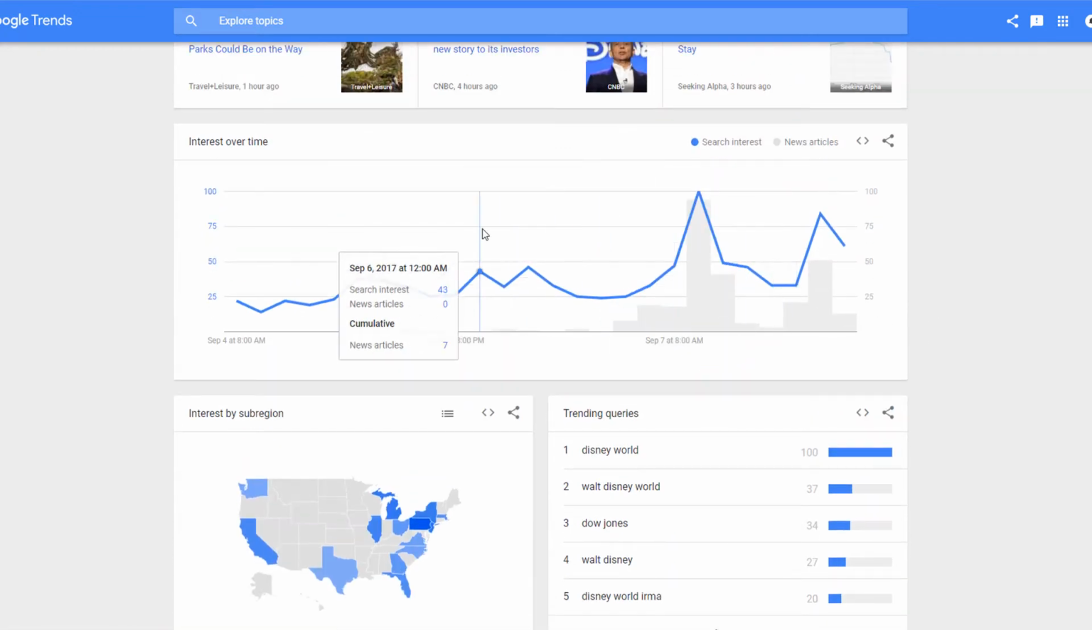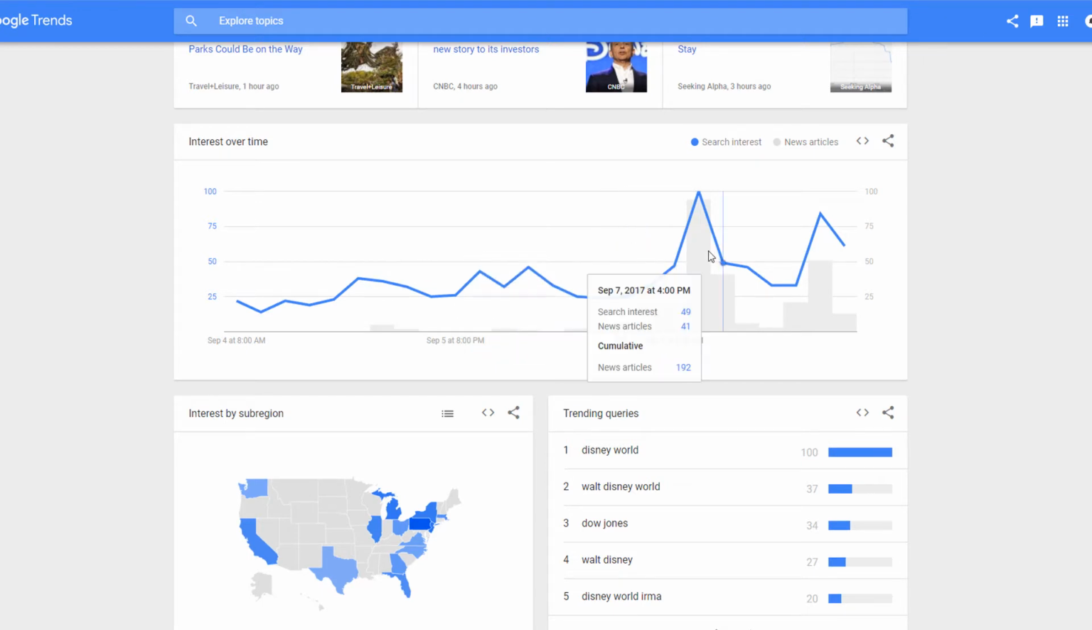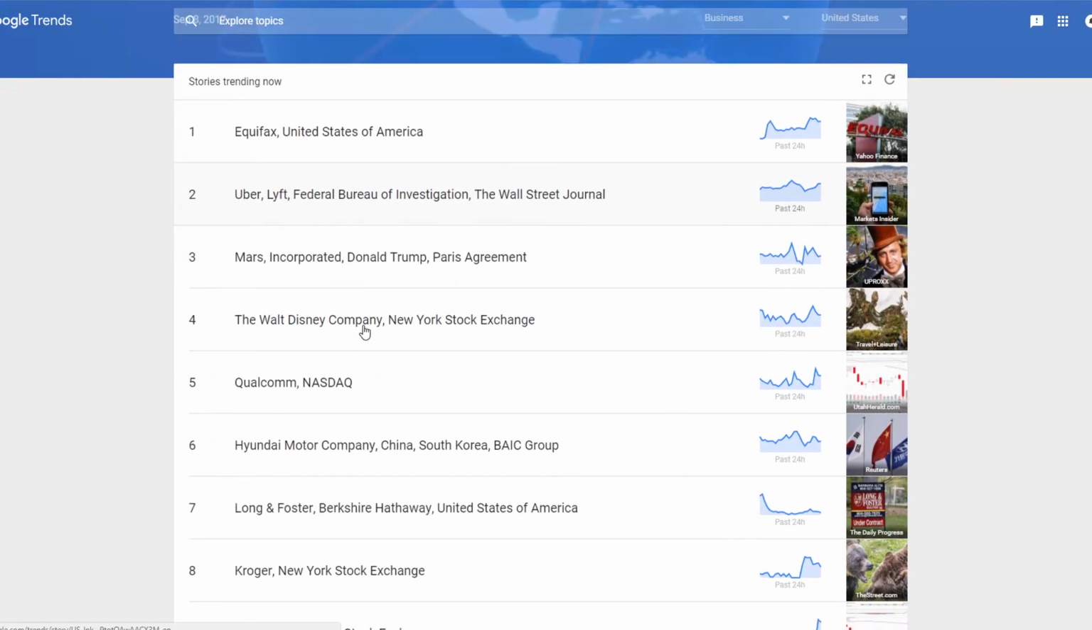As you go up here, Trends uses this type of chart for pretty much whatever we're searching. You can see right here is the high point. So 12 p.m. on September the 7th was a high point during this time period for people searching for Disney World. Down here you can see it's less interest. It only has a search interest of 24. So this is a comparison of the search interest. So this is the high point when everybody started searching for it. And we can do that with any of these terms.